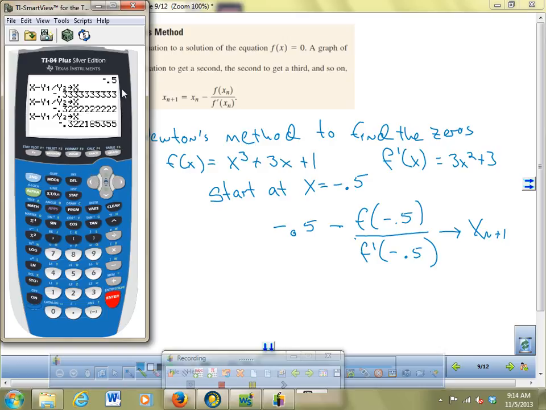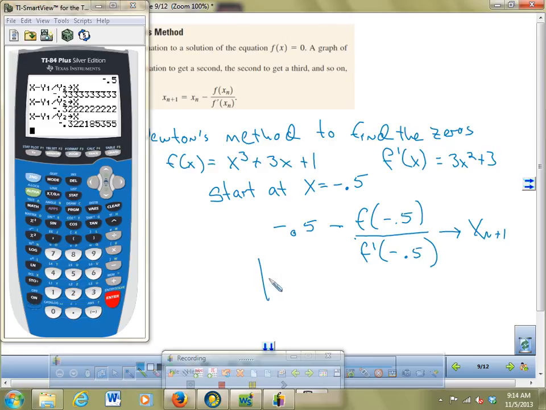If you wanted to do it by hand, you would have to plug in f of negative 0.5. What your calculator's doing is taking negative 0.5, plugging it in here, and then taking negative 0.5 and plugging it in here, then dividing them and subtracting that answer from negative 0.5 and giving an output. And it's taking that output and plugging it back in here and here and giving out another answer.